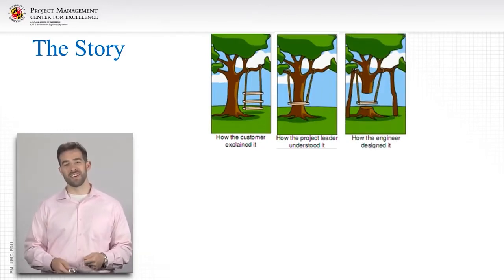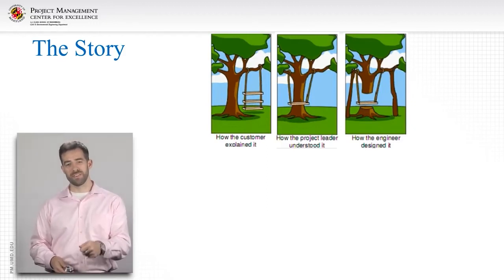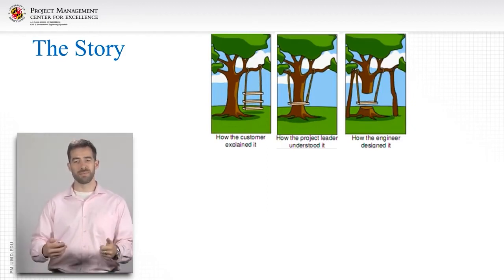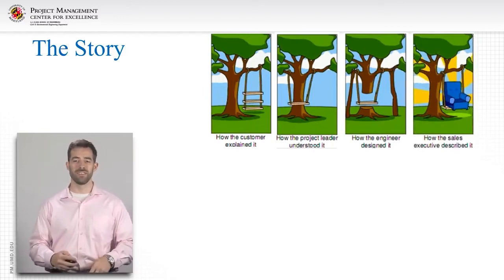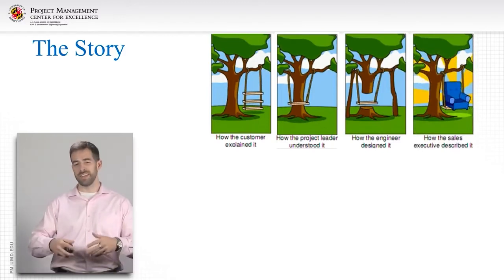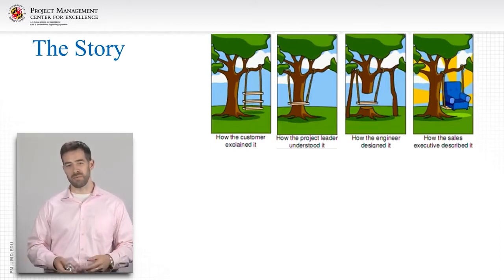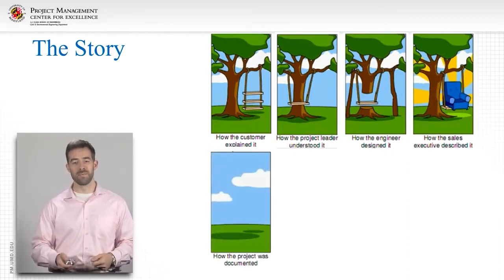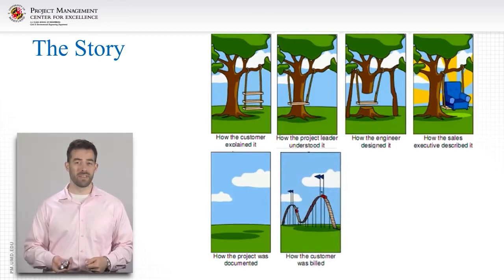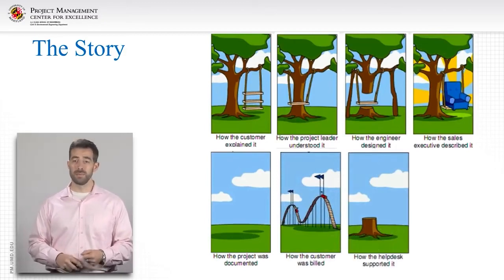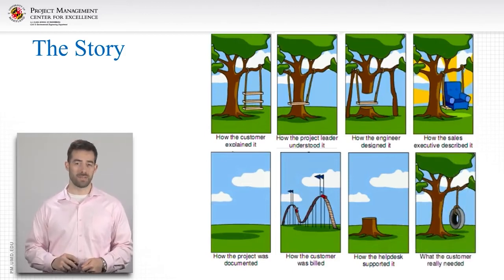Then the engineer takes a look at it and realizes, hey, we need a space for you to swing in between, so let's prop up the tree on either side, which doesn't make so much sense. Followed by the business consultant who hears about this tree swing and describes it as the second coming of tree swings all around. Of course, the project will never be documented. The customer is going to be billed like it's a roller coaster. It's going to be supported like the giving tree. And in the end, all the customer really needed was a tire swing.